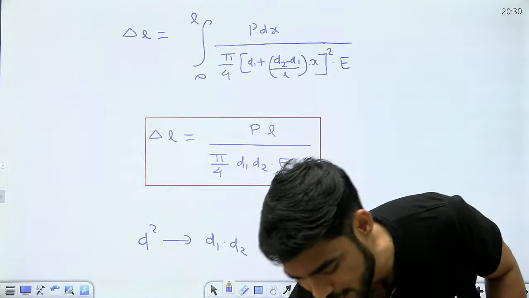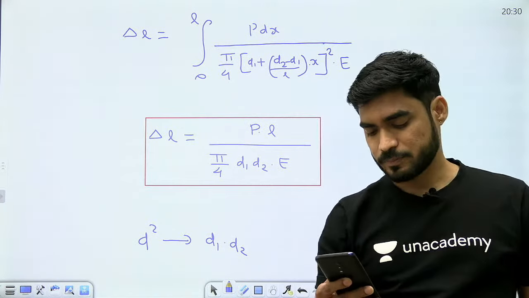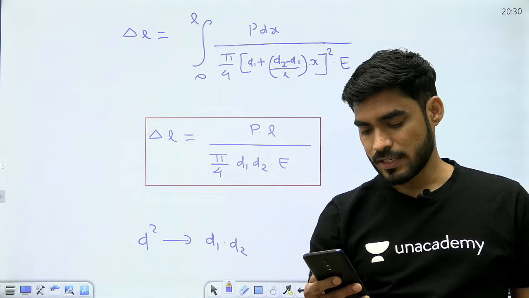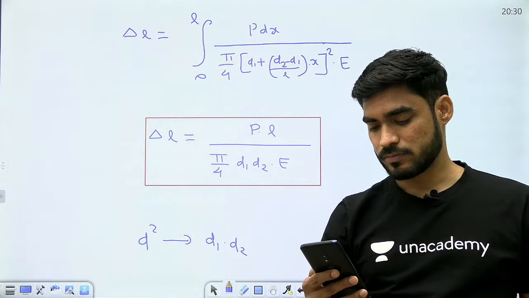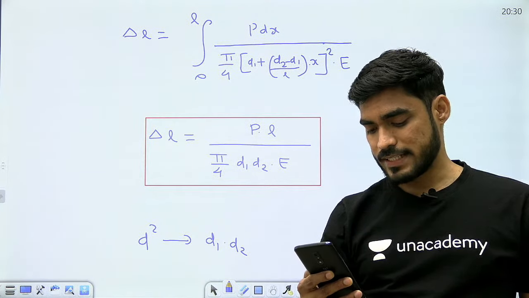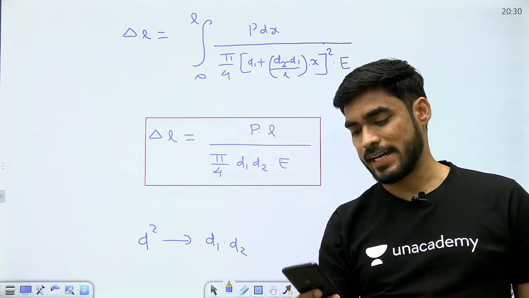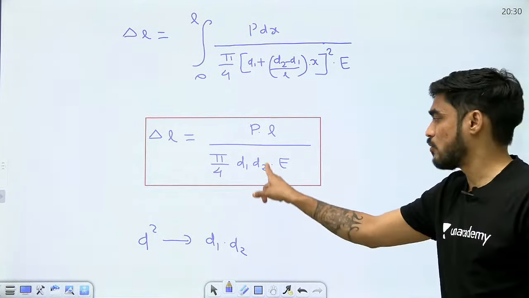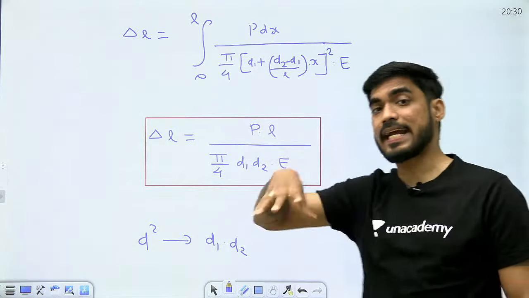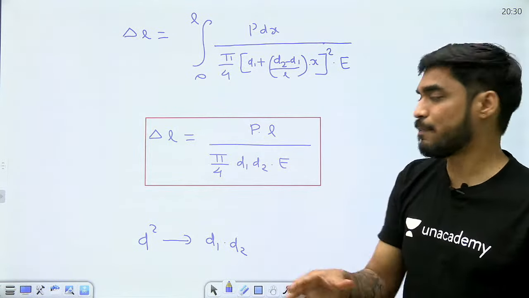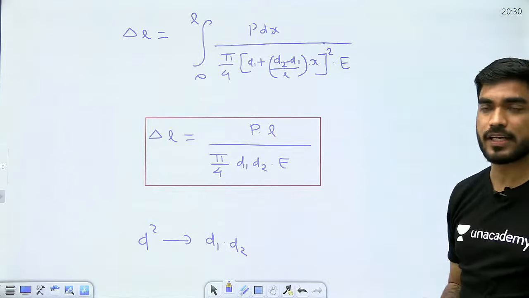Is this clear to everyone? क्या ये clear है सबको? Yes, yes, yes. Very good beta, very good. So you can remember the equation in this term. PL upon AE के term में याद करो, area में pi by 4 d1 d2 लिख देना, ठीक है?